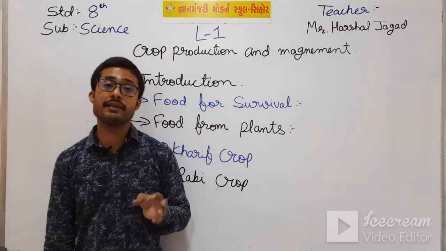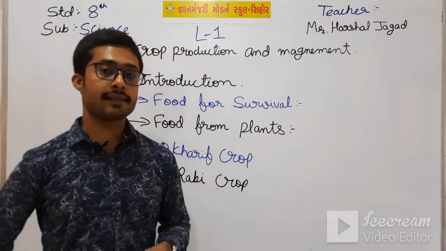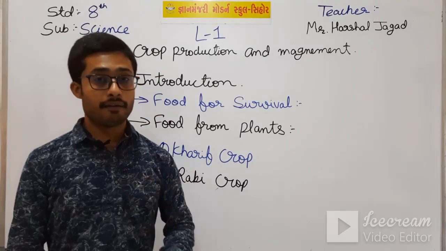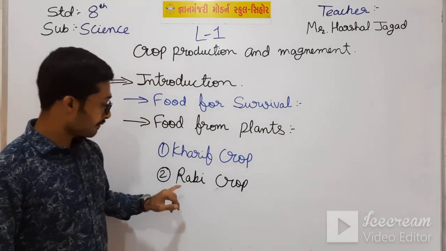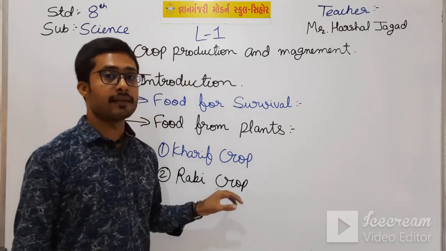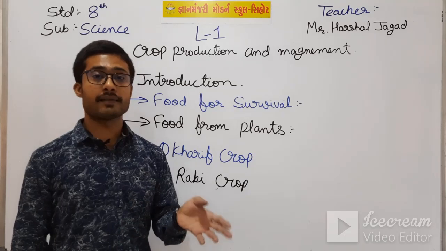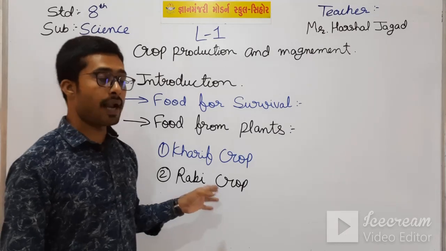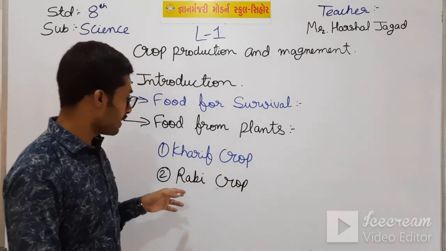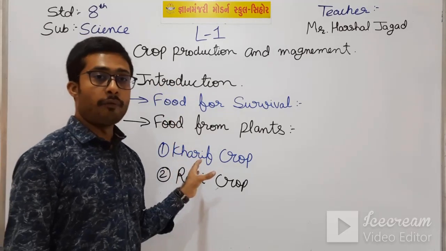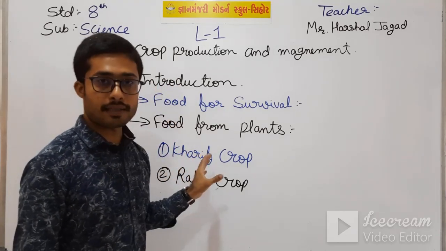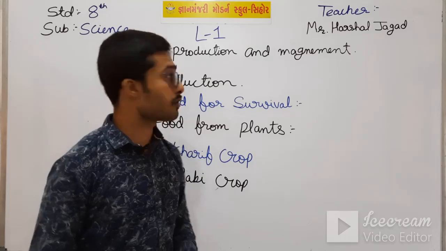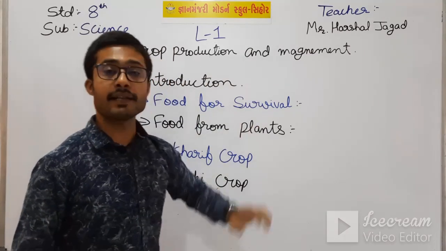And the Rabi crop, in which season is it cultivated? It is cultivated in the winter season, and the winter season starts from November, okay students. When is the Rabi crop ripe or ready for use? It is ready for use in April. Okay students, so that was the whole flashback of the first lecture of lesson number 1, crop production and its management.